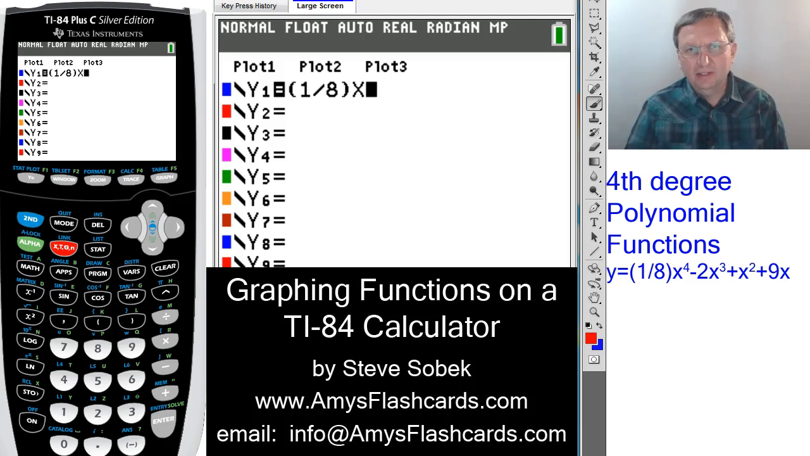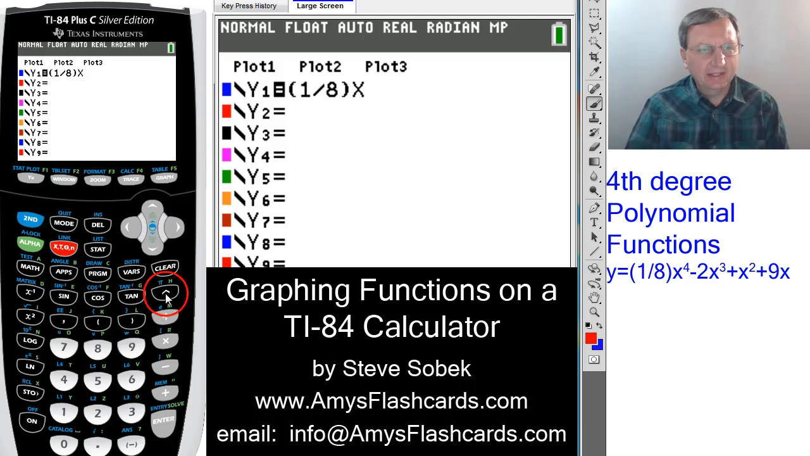Okay, here's our next example. Here we have a 4th degree polynomial function. We could see that the highest exponent on the variable is a 4 here. We call these quartic functions. And I started to type it into y sub 1, but I thought maybe I'll pause here and remind you how we can get this raised to the 4th power.